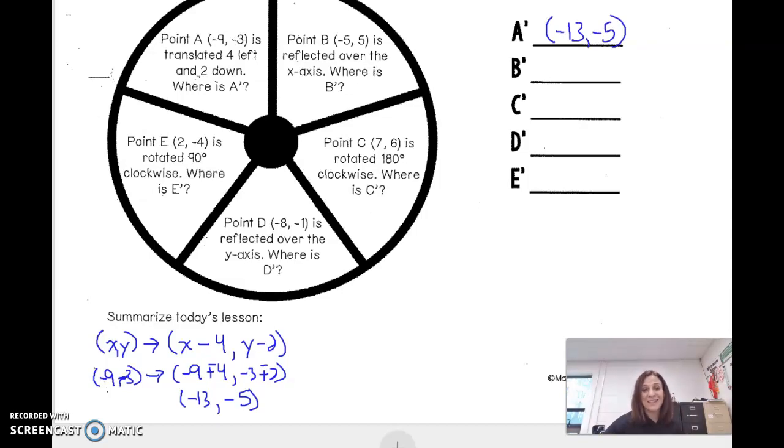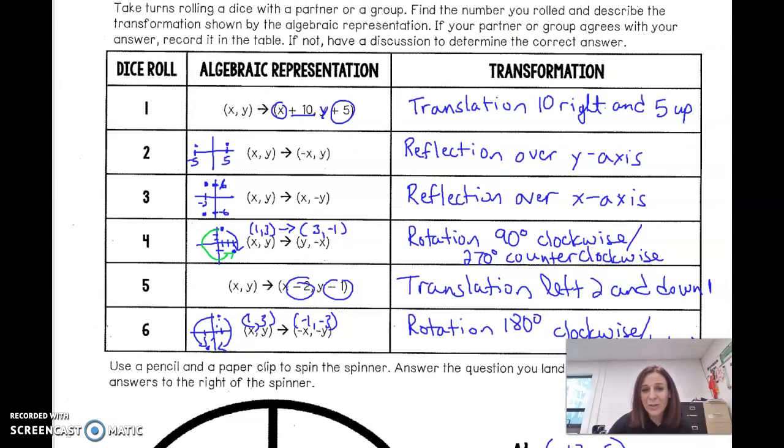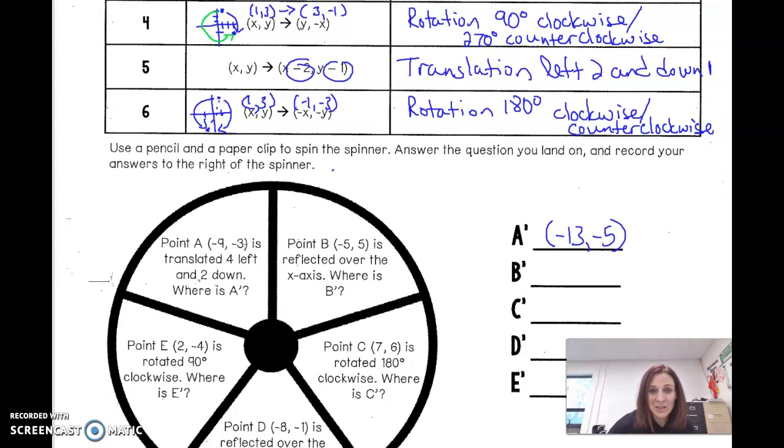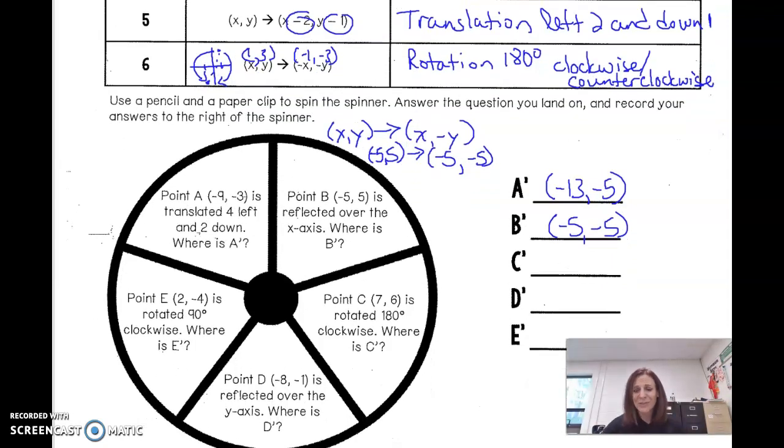Point B is reflected over the x-axis. All right. So remember, if we're reflecting over the x-axis, all we're doing is changing the y to its opposite. So (x, y) goes to x stays the same, y becomes its opposite. Okay? So -5, 5 goes to -5, stays the same, and the opposite of 5 is a -5. So this is -5, -5. Okay? Again, that coordinate notation is helpful. You have to think less.